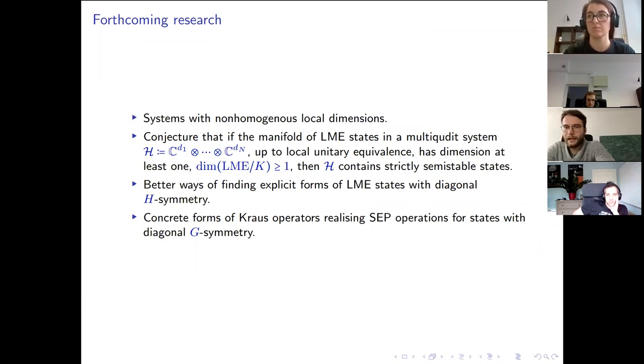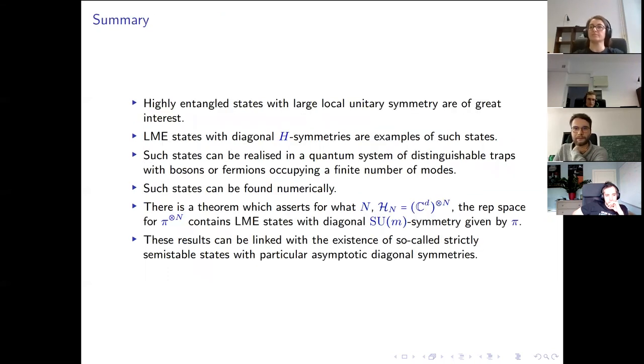So if we know that the state has diagonal symmetry, then what will be the forms of the Kraus operators realizing it? So the summary is that highly entangled states with large local unitary symmetries are important. LME states with diagonal symmetries are examples of such states. Such states can be realized in a quantum system of distinguishable traps with bosons or fermions occupying a finite number of modes. They can be found numerically.